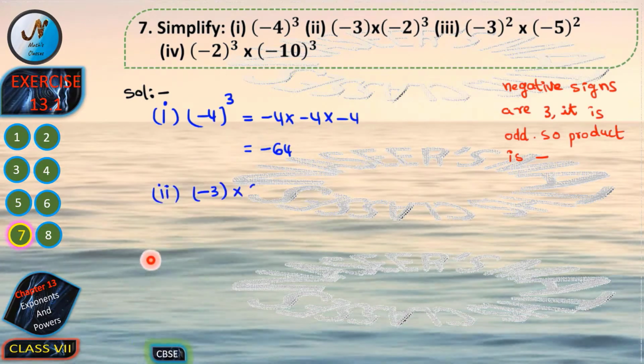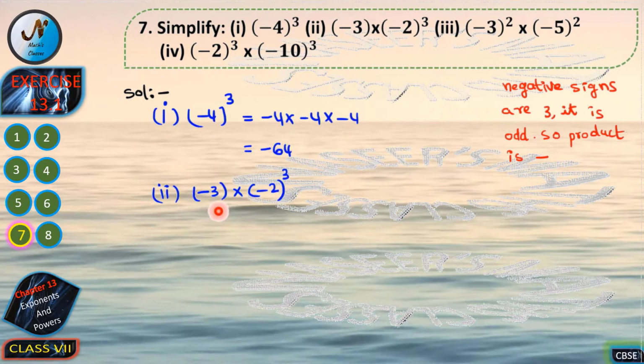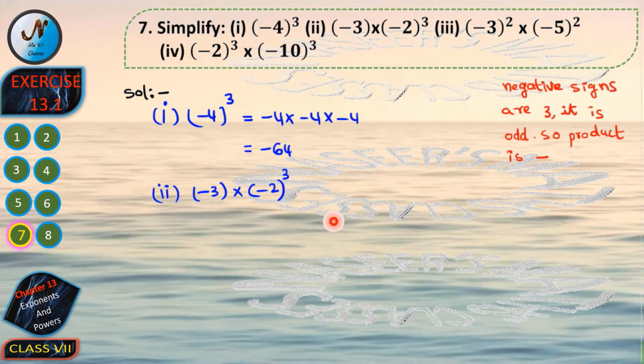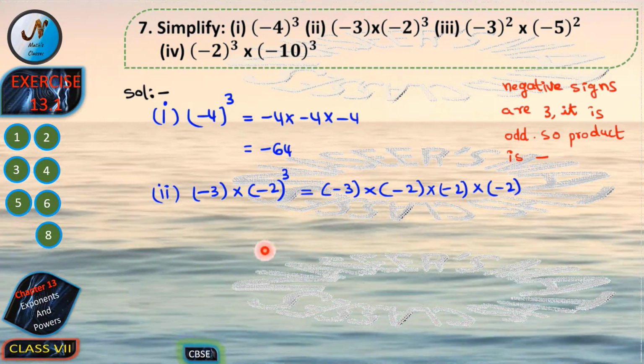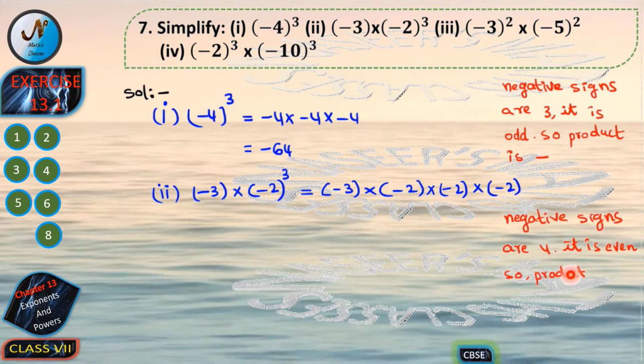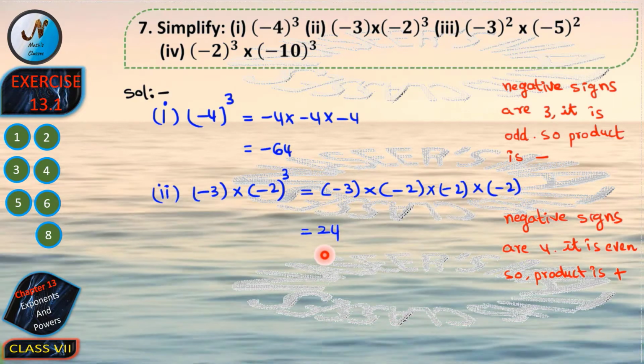Next, second one minus 3 into minus 2 whole cube. Minus 3 is only one time and minus 2 is 3 times. So we can write it as minus 3 into minus 2 multiplied 3 times. So here negative signs are even. So their product is positive. So result we get a plus 24.